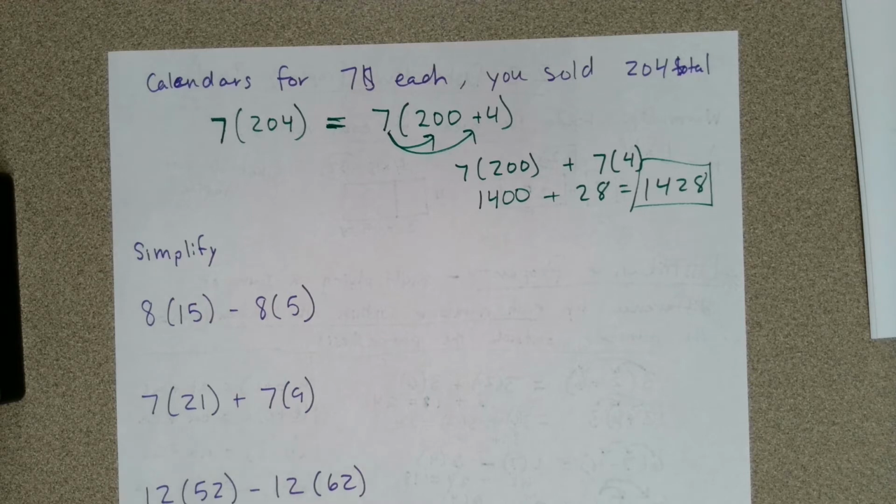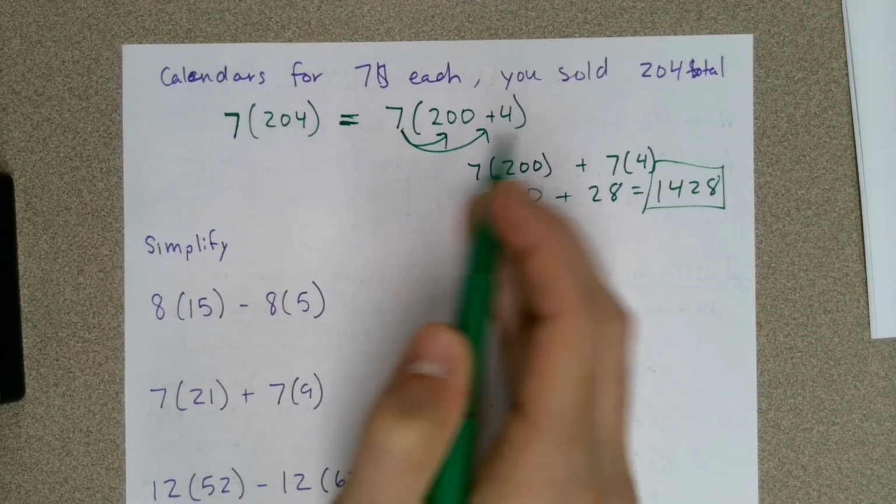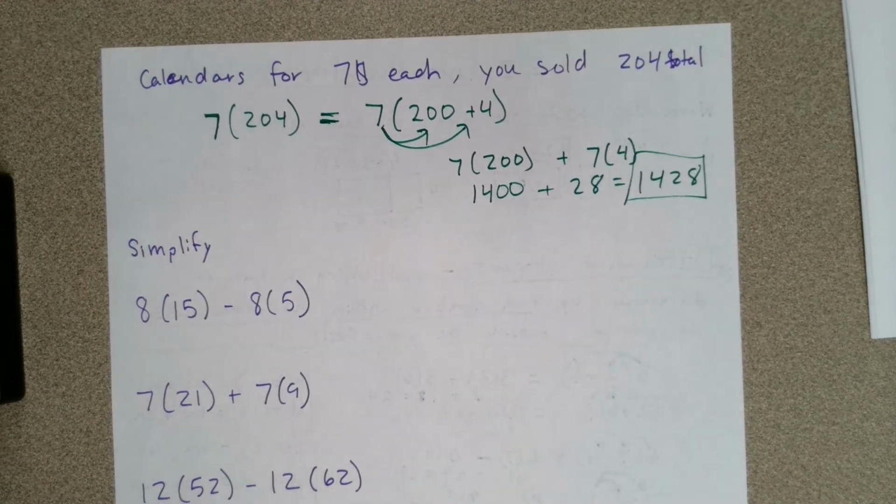Make these into problems that you can do. Make it something that you can solve. This is close to 200. I know how to do this. I know how to do those. I can do those all in my head.